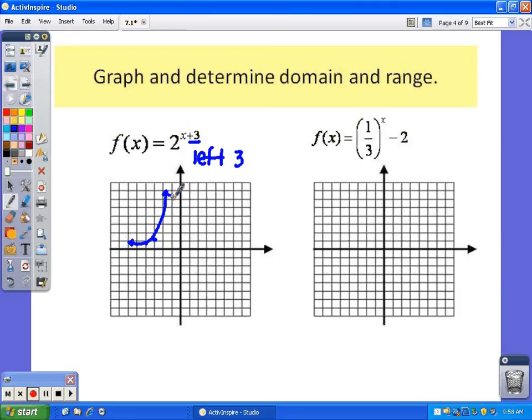Likewise, if we had 1/3 to the x power minus 2, the minus 2 is going to take it down 2 spaces. Again, we know what the 1/3 to the x power is. If we take that and move it down 2 spaces, we would have the general shape of our graph.